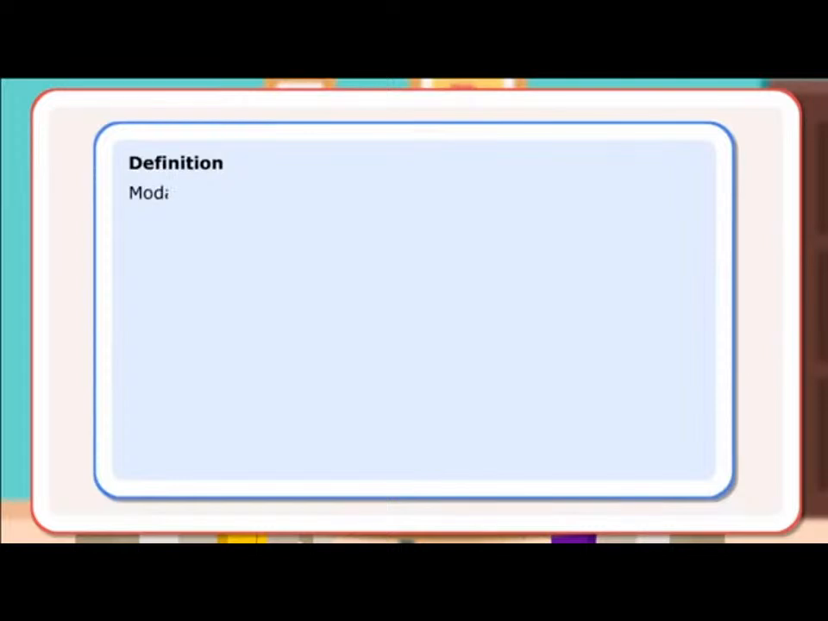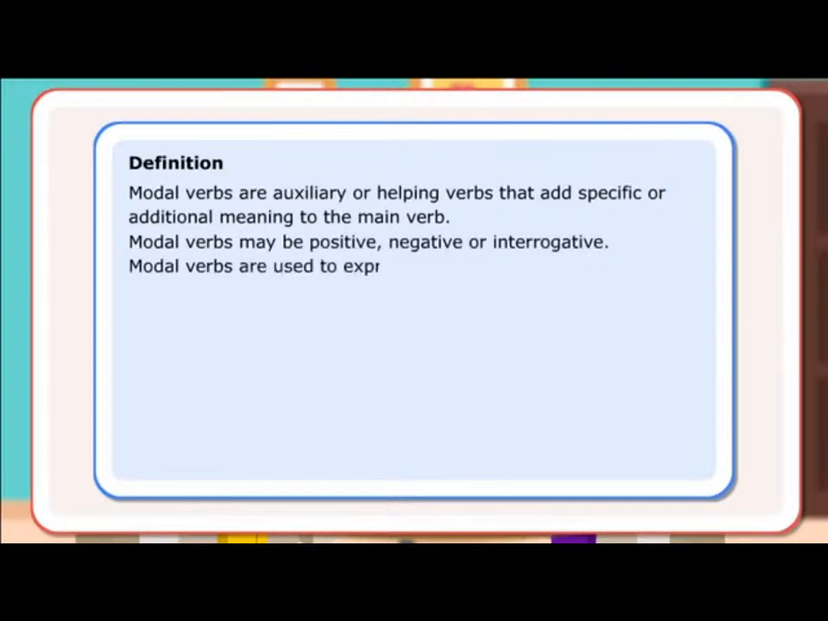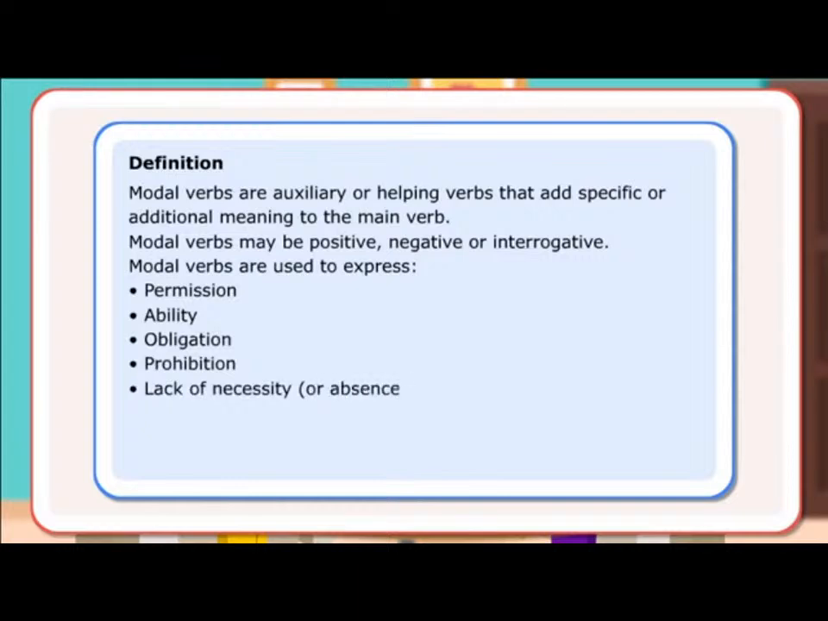Definition. Modal verbs are auxiliary or helping verbs that add specific or additional meaning to the main verb. Modal verbs may be positive, negative, or interrogative. Modal verbs are used to express permission, ability, obligation, prohibition, lack of necessity, or absence of obligation, advice, possibility, probability, or speculation.